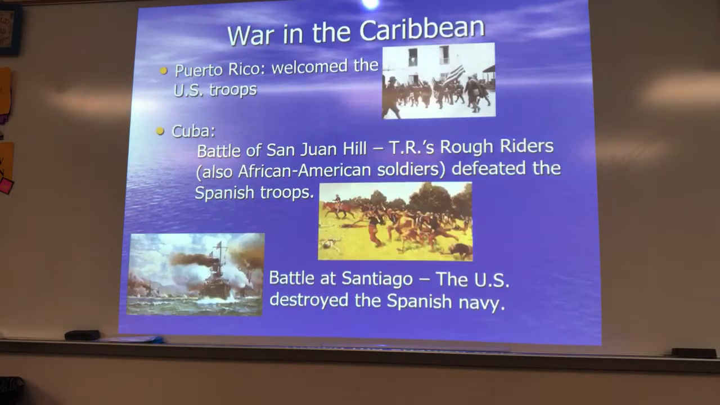In the Caribbean, we're going to see Puerto Rico welcomes our troops. We're able to get control of Puerto Rico. We're going to look at San Juan Hill, and the Battle of Santiago is basically a blockade, a quarantine.